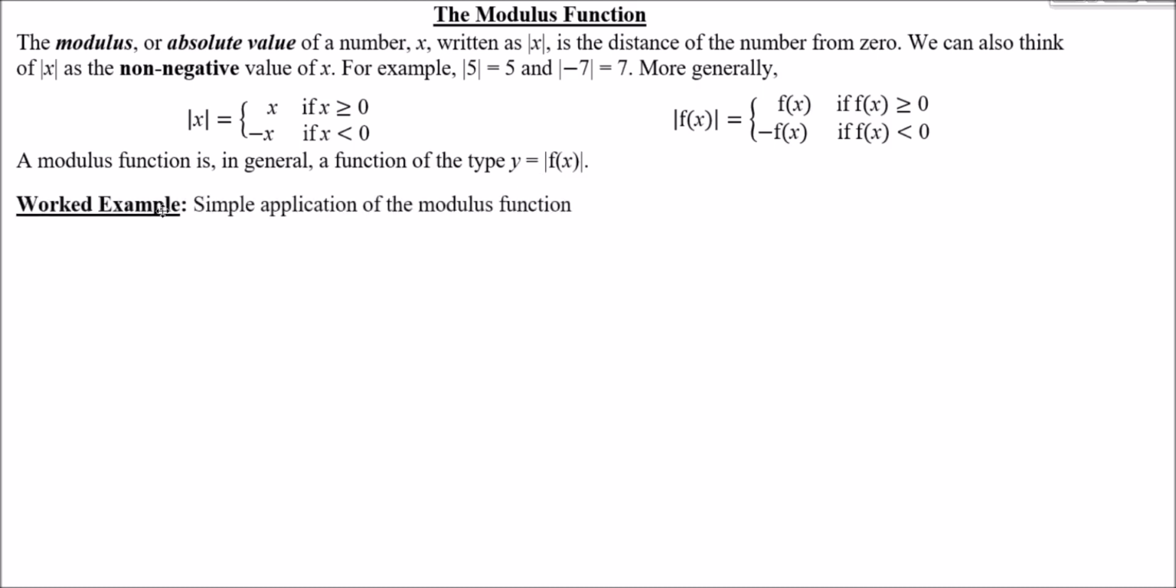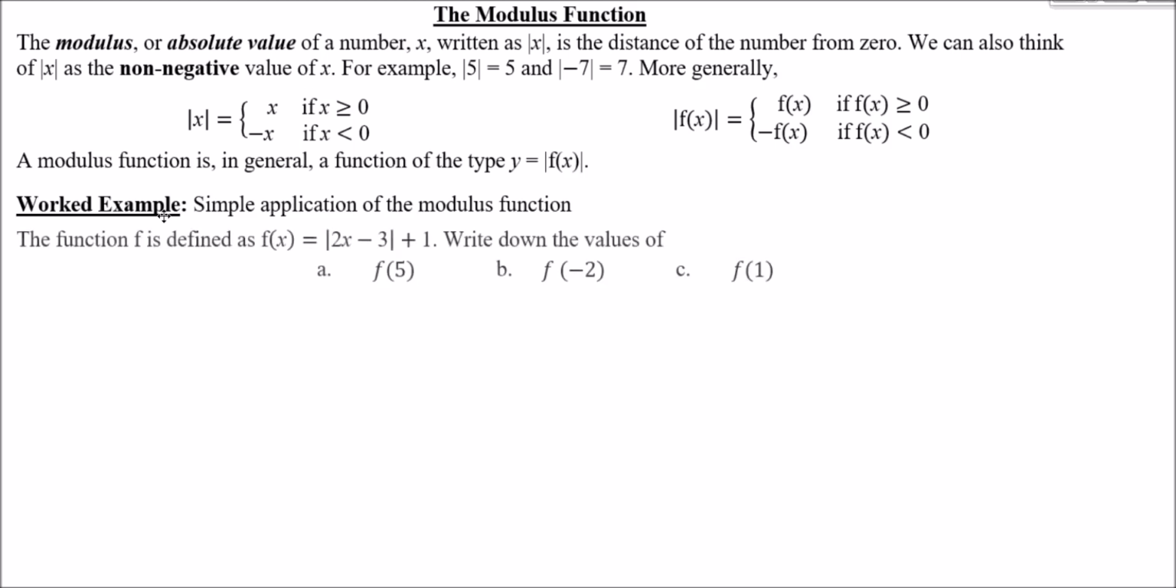So before we do the harder questions, let's have a look at some rudimentary applications of what this modulus function does. Let's introduce a function f, defined as f of x is the modulus of 2x minus 3, plus 1. So that plus 1 isn't being modulused. That plus 1 is on its own. We're not taking the modulus of plus 1. We're only doing the modulus of 2x minus 3. So for a, b, c, we need to evaluate f of 5, f of minus 2, and f of 1.